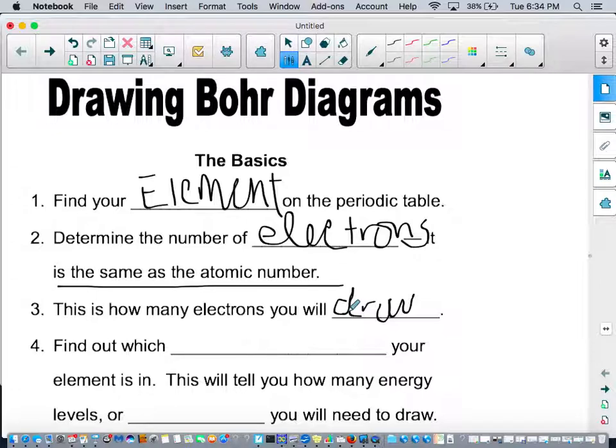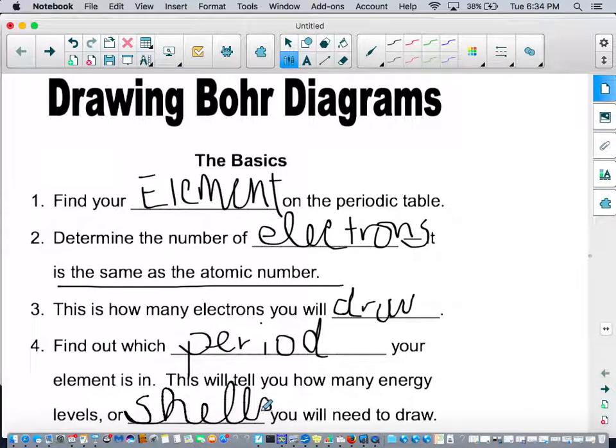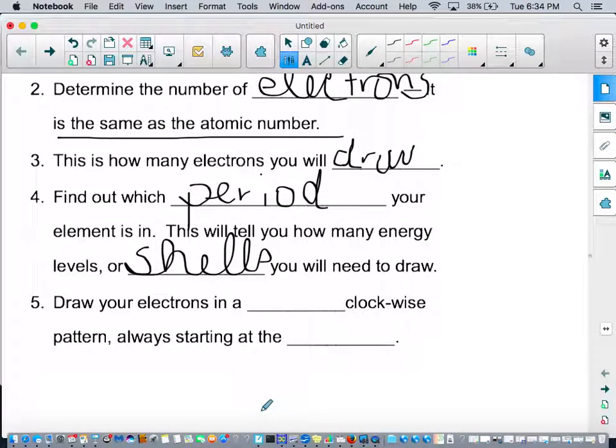Then we are going to find out which period your element is in. This will tell you how many energy levels or shells you will need to draw. You are going to draw your electrons in a counterclockwise direction, always starting at the right.